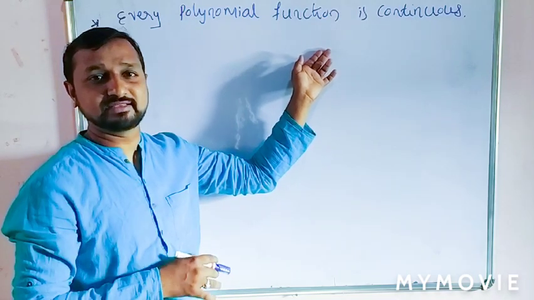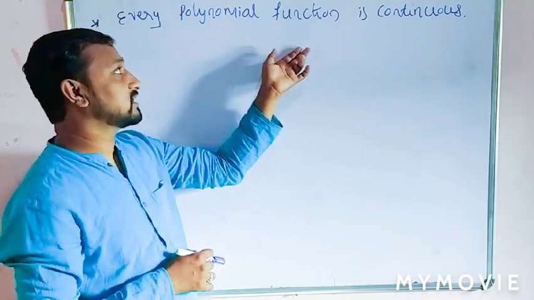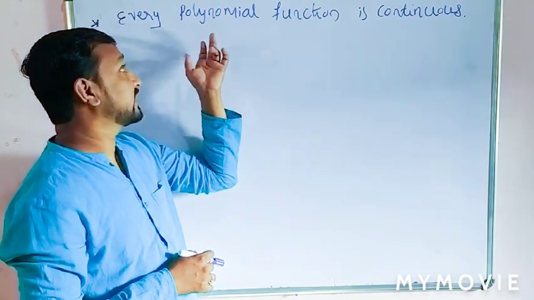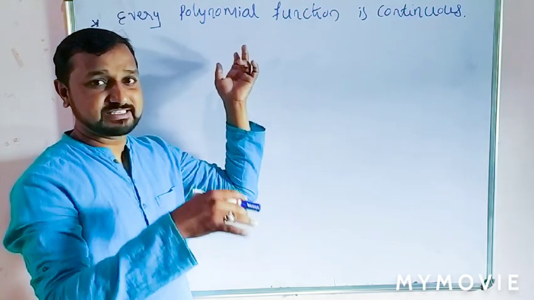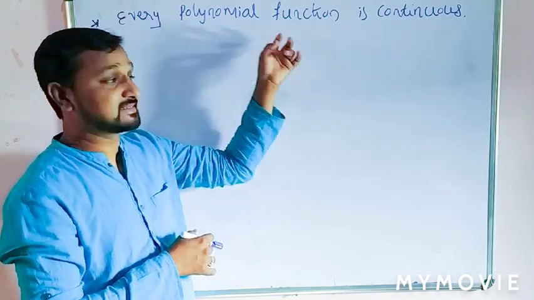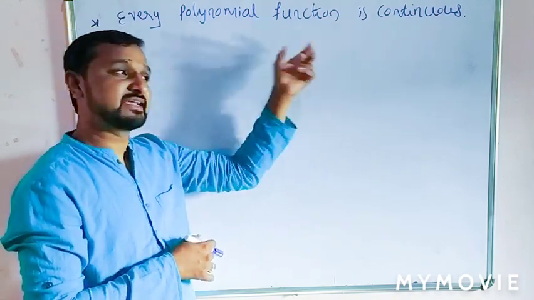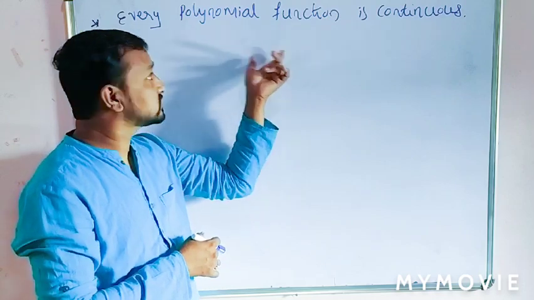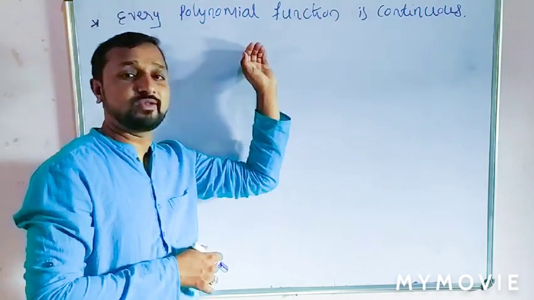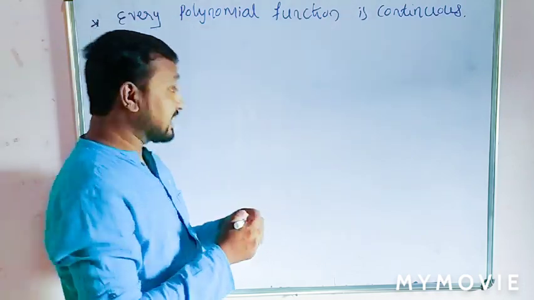You can take any example. Is that clear? For instance, we can take the function x square. The previous example was x cube plus x square minus 1. This is a polynomial function, and it is continuous. We can take a general value. That's why the limit of the function is equal to the function value. Then the function is always continuous. Is that clear?